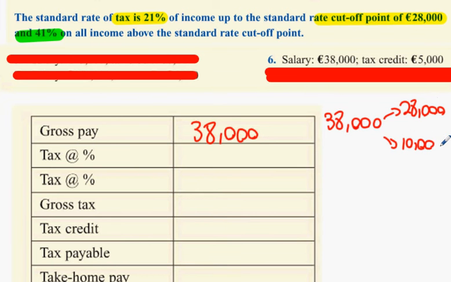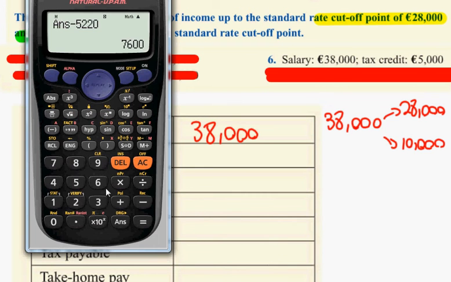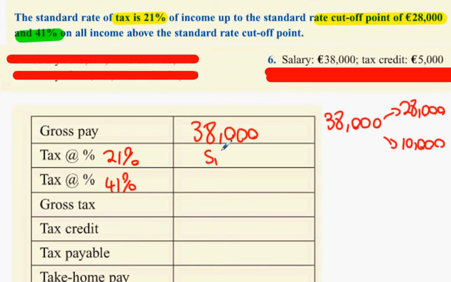10,000. The reason for that is there's two different tax rates. The first tax is 21%. The second tax is 41%. So here's what I'm going to do. I'm going to get 28,000 and multiply it by 0.21. And what I get is 5,880.